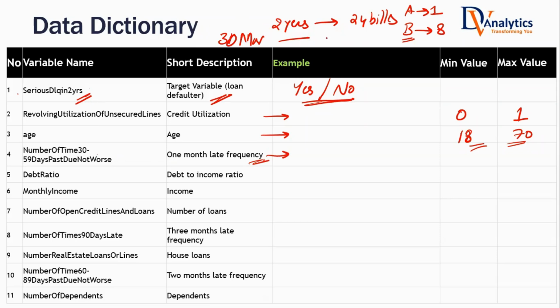30 to 59 days, which means between 30 to 59, you'll get a 1 month buffer time, right? So that is the number of times you paid within 1 month or 1 month late frequency. Minimum value, how much is expected? 1 month late frequency minimum value.